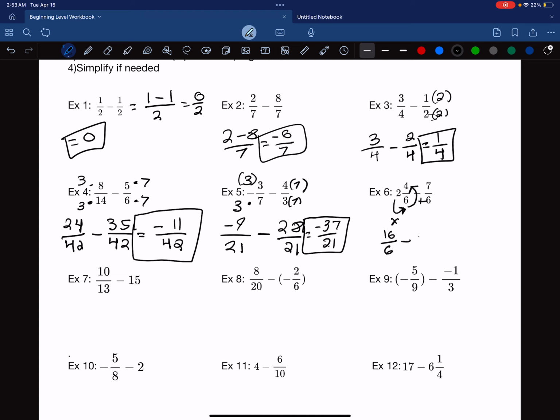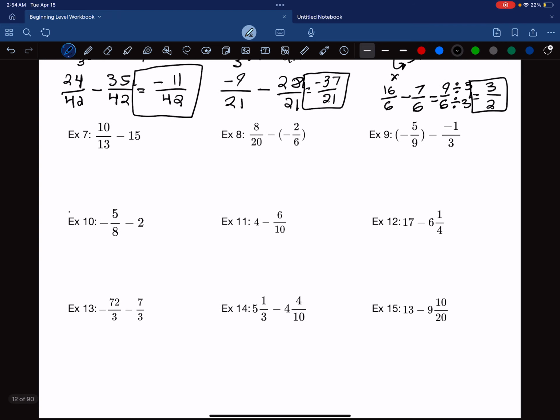And then we're going to subtract 7 over 6. In this case, we have a common denominator of 6. So 16 minus 7 is 9, and that is over 6. In this case, we can divide both the numerator and denominator by 3. So 9 divided by 3 is 3, and 6 divided by 3 is 2. And 3 halves is our final answer.